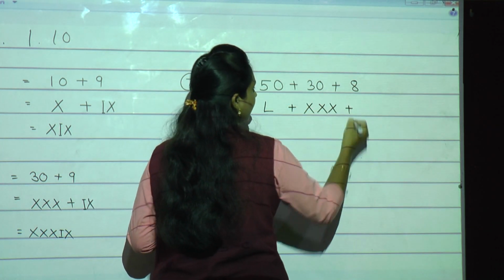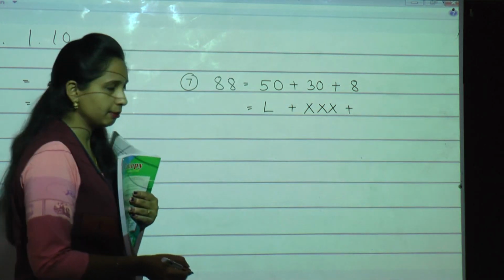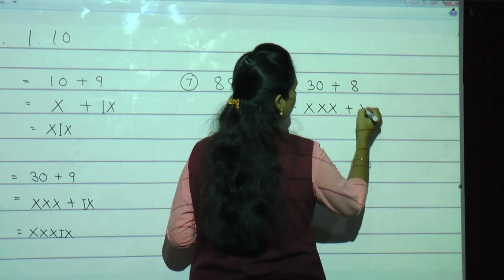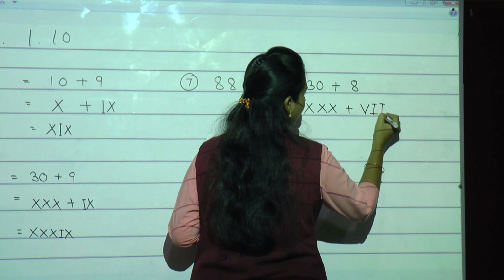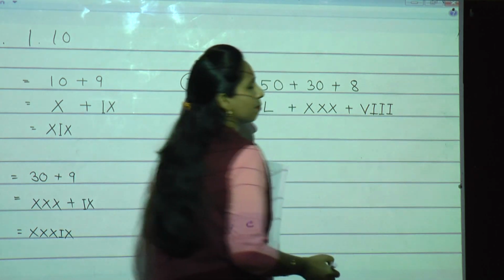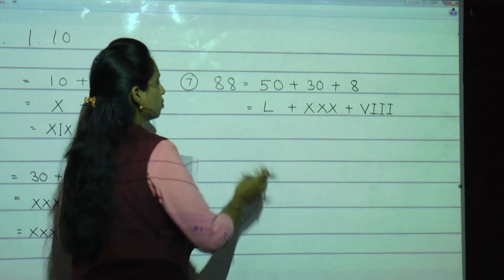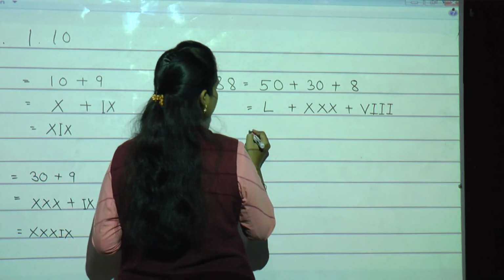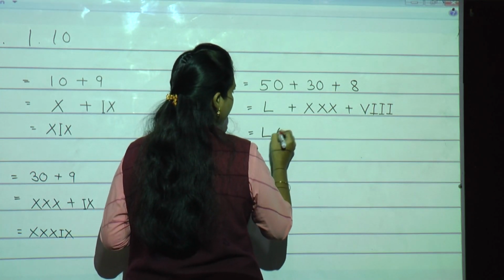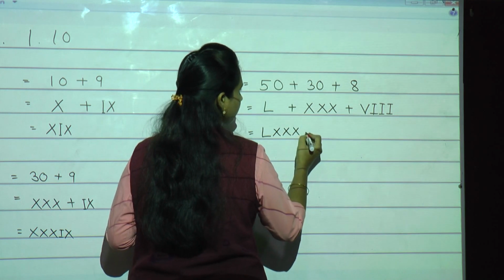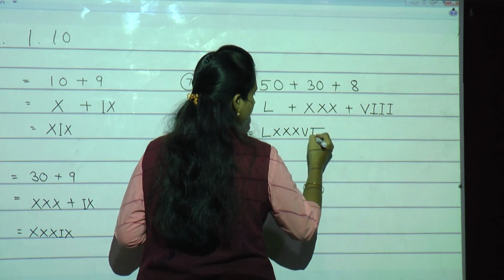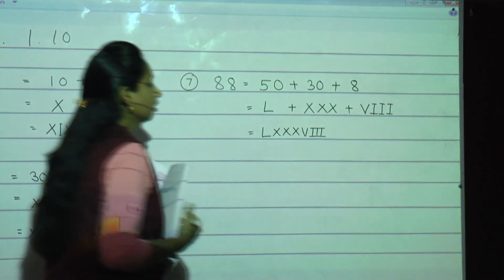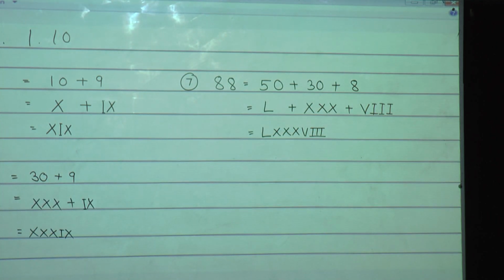Got it? Now tell me, 50 we write as L and 30 we write as triple X, and 8, yes tell me, 8 we write as V I triple I. Okay, so just add all these Roman numbers together: L triple X V triple I. Got it? Yes students, understood? 7th one? Yes.